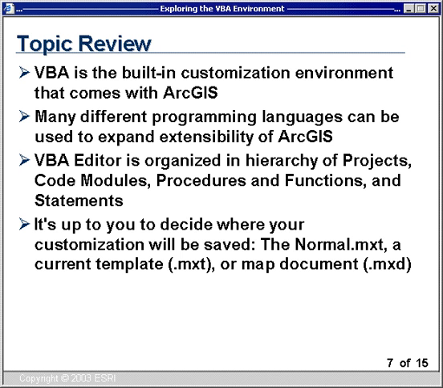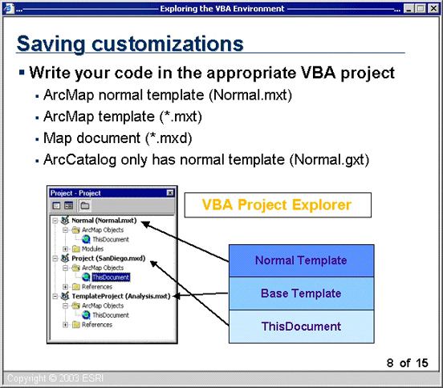So again, when we're looking in the Project Explorer, we're going to see different projects. In this slide, we see 3 different projects. And within the VBA environment for ArcMap, we will only have up to 3 and never more than 3 different projects where we can store our code. When we store it in the normal template, or the Normal.mxt, this means we are storing it globally. Every time we open up ArcMap, if we place our code here, we will see this code available to us.